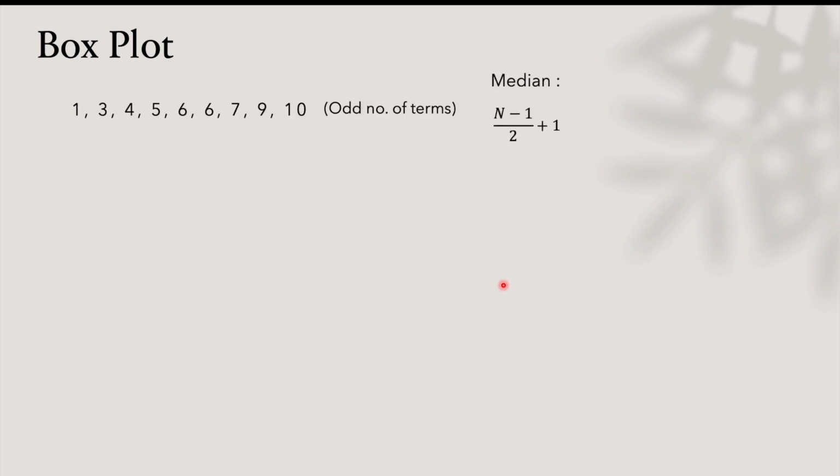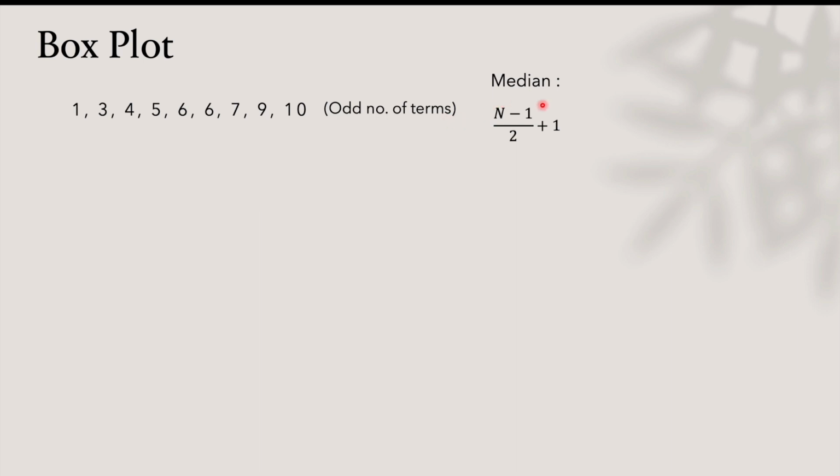Now, in order to plot the box plot, we need to find the median, right? So let us consider this is the data, a very small data set that we have, and it has an odd number of terms: 1 2 3 4 5 6 7 8 9. So how many terms are these? 9, which is an odd number, right? So this is a data set that consists of an odd number of terms.